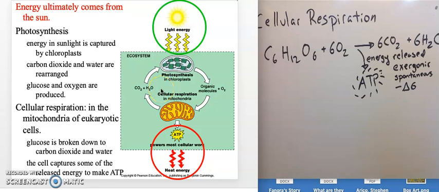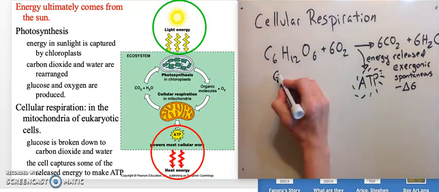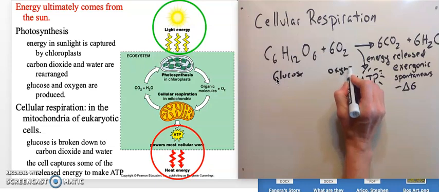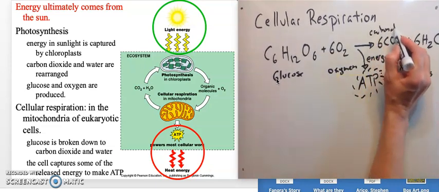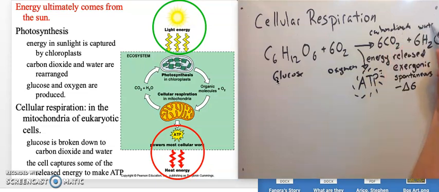Chapter 9 is all about cellular respiration. There's really just one chemical formula that you need to know for this class, and that's the reaction that shows that glucose, in the presence of oxygen, reacts to form carbon dioxide and water. And if we literally light sugar on fire, if we do combustion, this is exactly what happens.